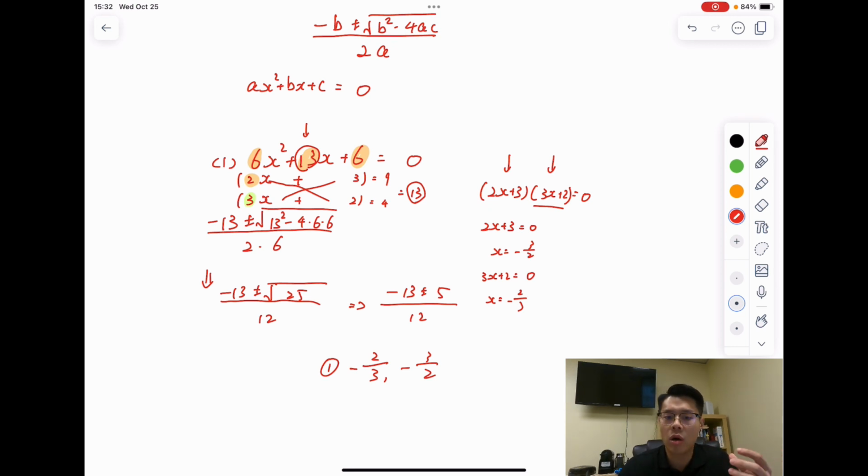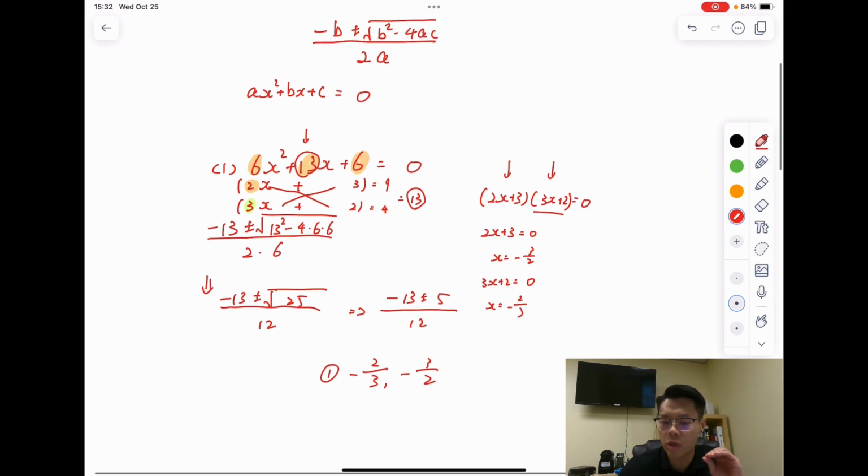The first method, which is also commonly used, is called the quadratic formula. You can use it on almost all the questions. The second method is called factorization, in which you just need a little bit of knowledge about factorizing quadratic functions.